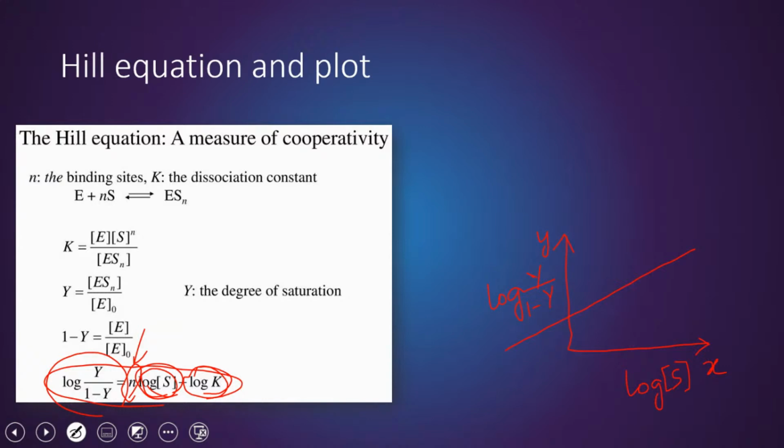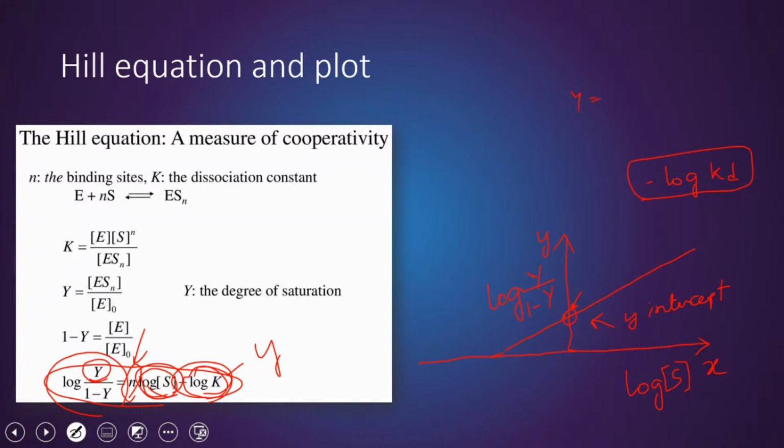Intercept means there would be some line which will be crossing the y-axis, isn't it? So this is the y-intercept. This point is what is called the y-intercept, and in this equation it is given as minus log of Kd value. Okay, so by this equation you can see, this y is what?